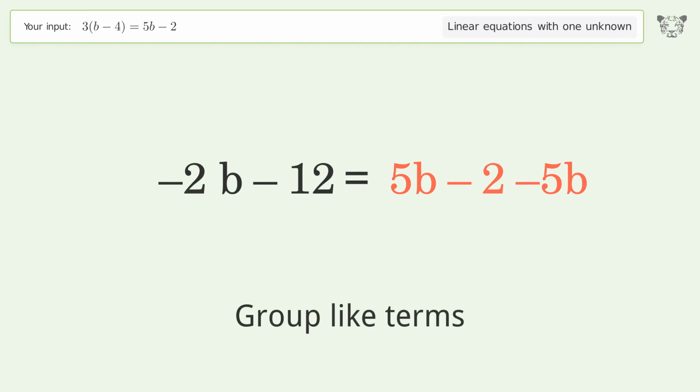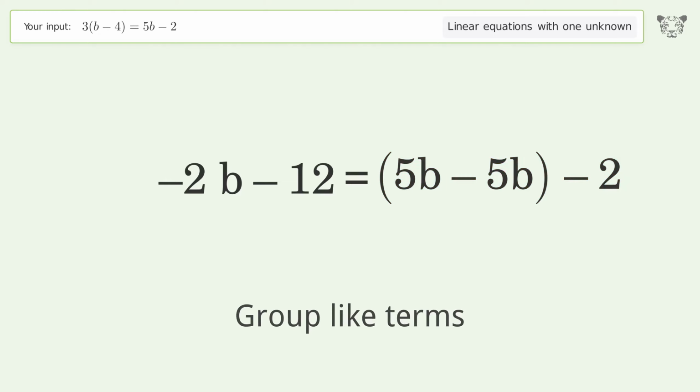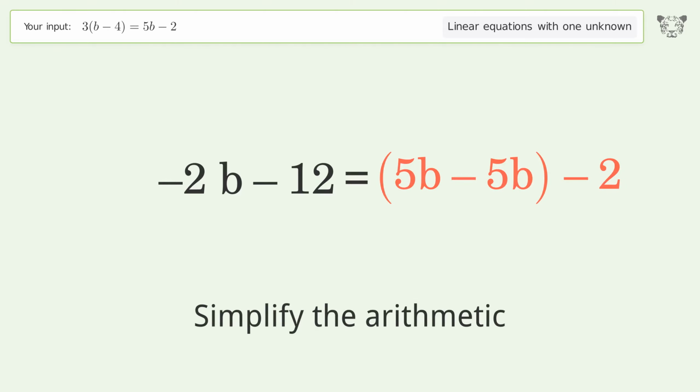Group like terms. Simplify the arithmetic.